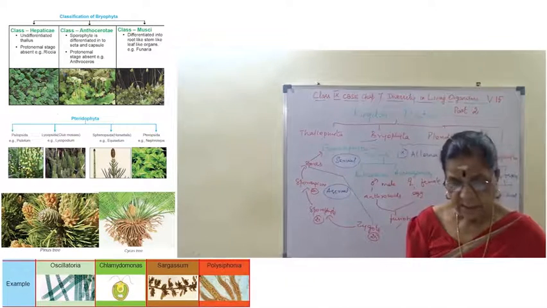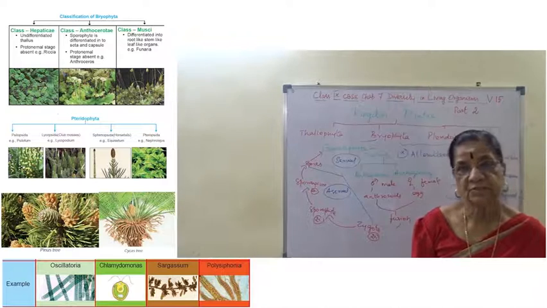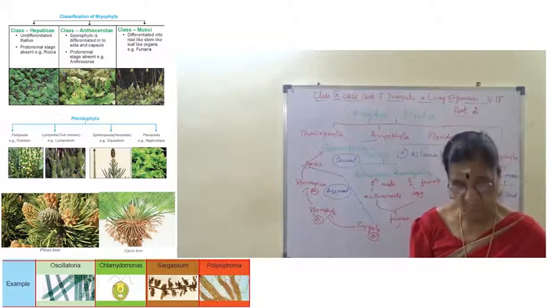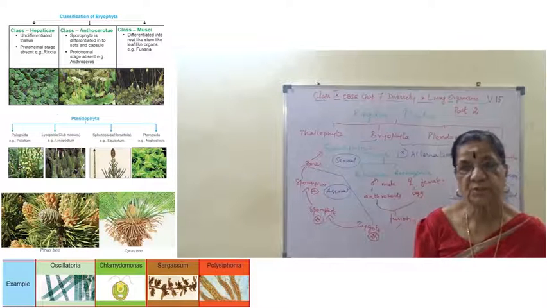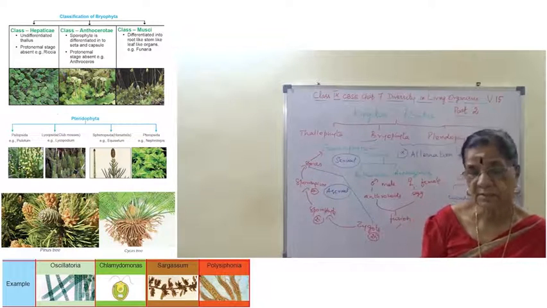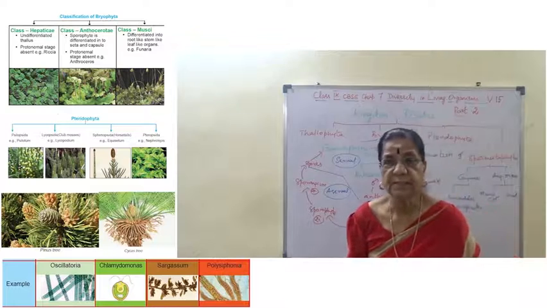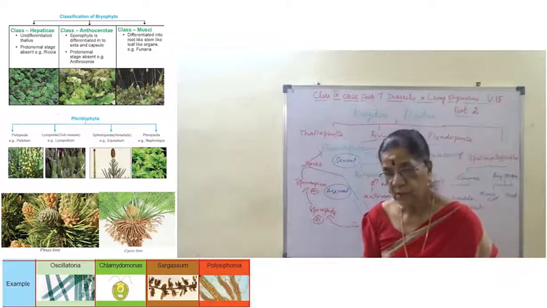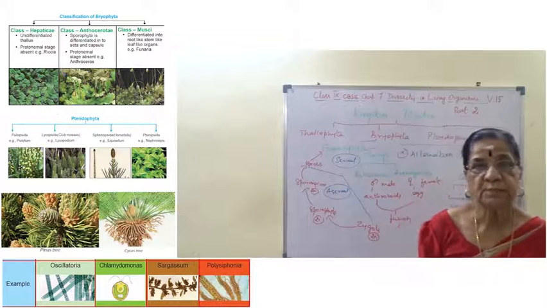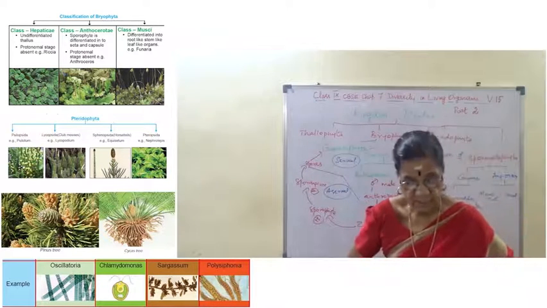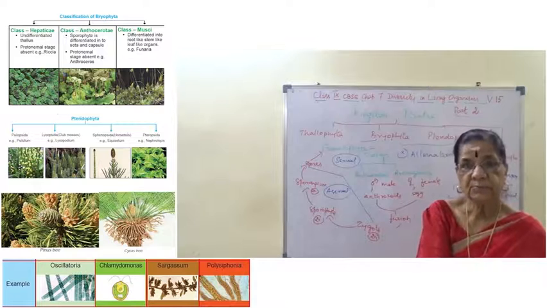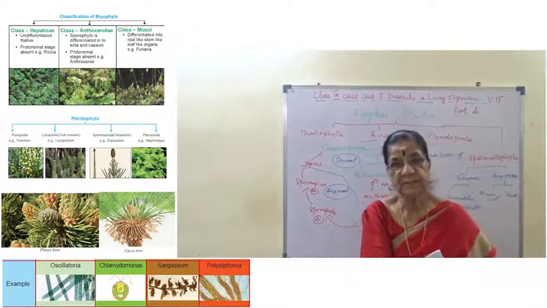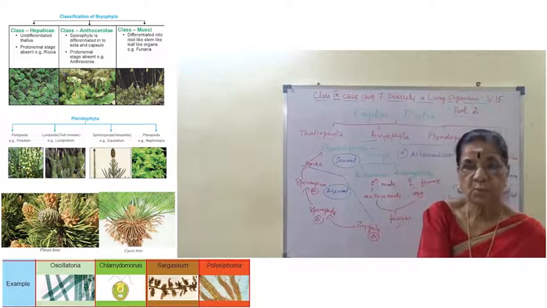Jurassic period appearance of pteridophyte is there. The leaves are called fronds, that is sporophyll. They bear sporangia on the ventral side. Here, in this pteridophyte, the sporophyte is alternating with the gametophyte. Alternation of generation, sporophyte is alternating with the gametophyte. And the leaf bears the sporangia, and this leaf which bears the sporangia is called sporophyll.